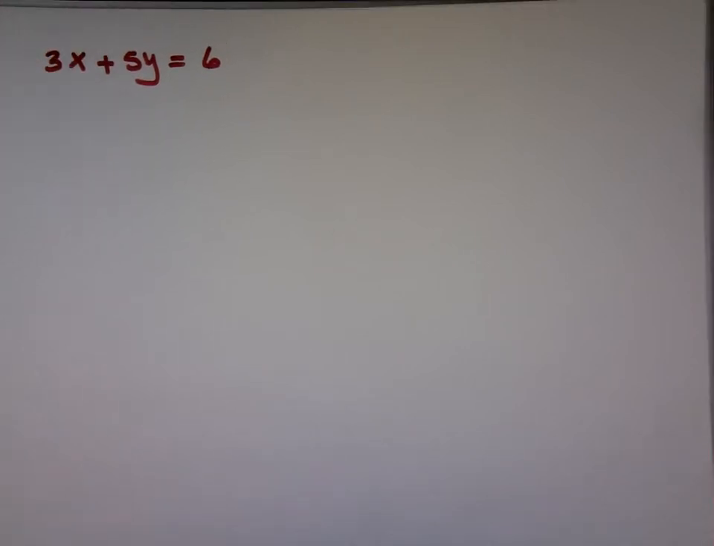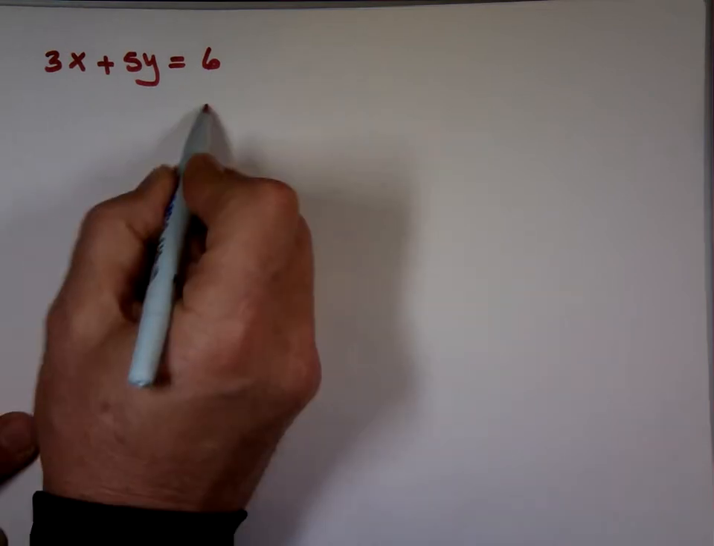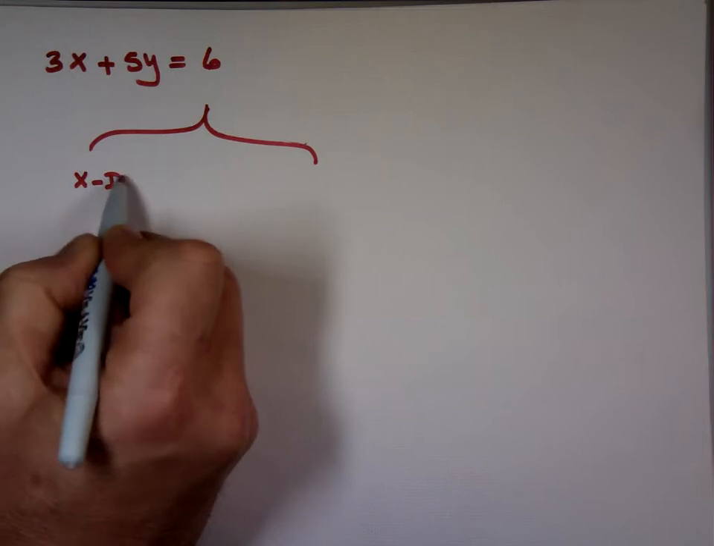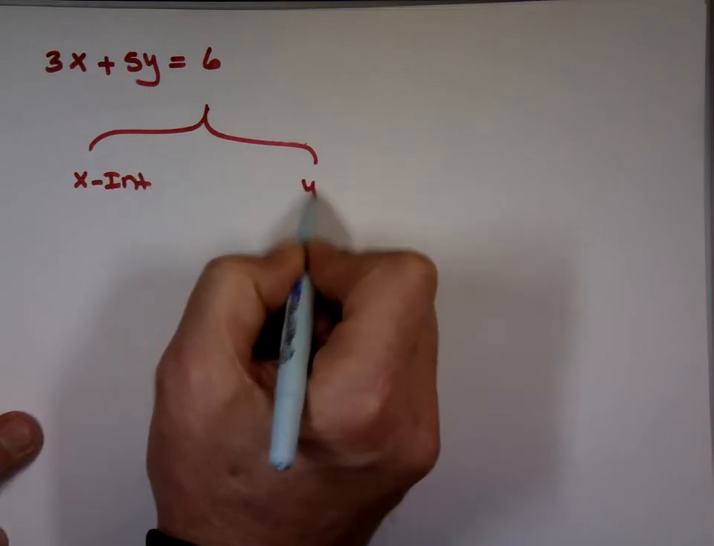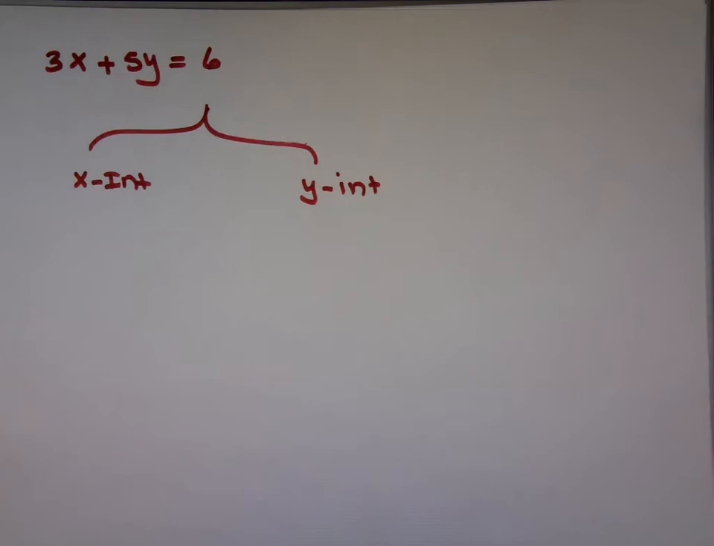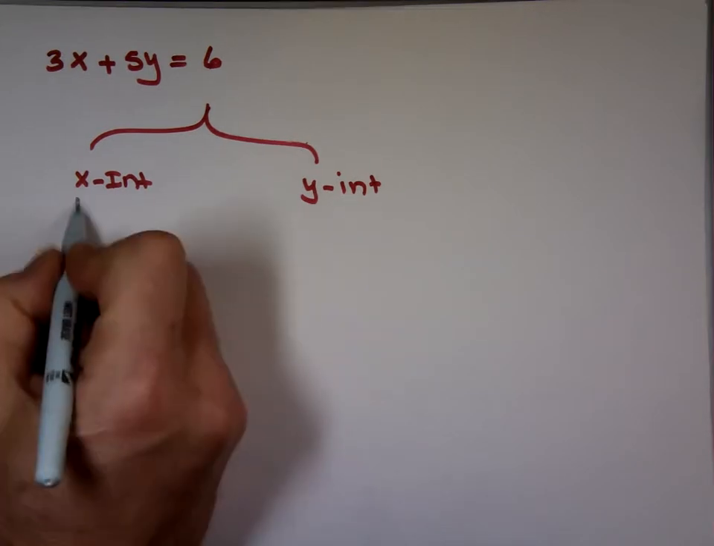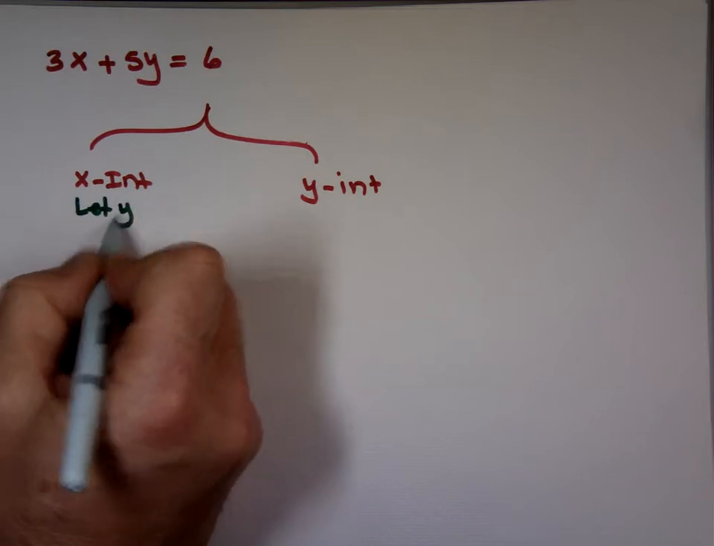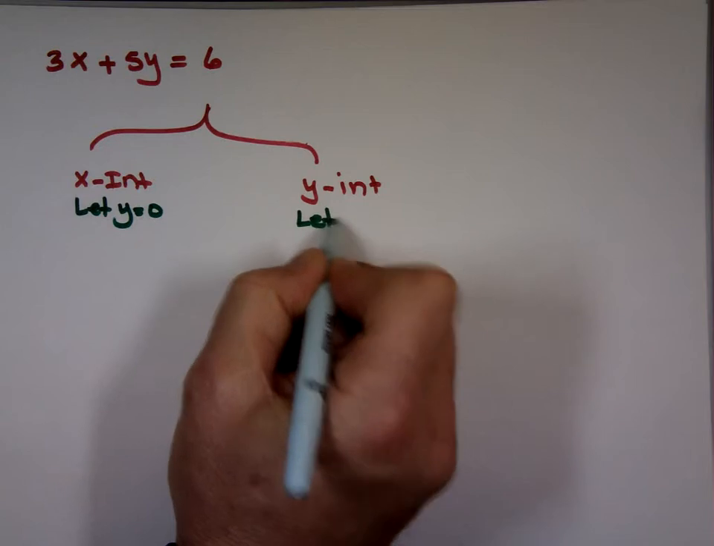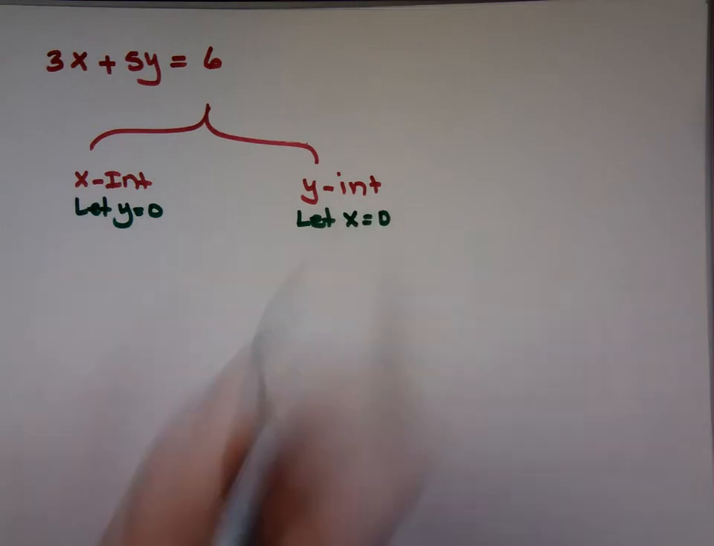One way of doing it is by doing the x-intercept and the y-intercept. If you missed the class last Wednesday, that's what we did. What was the x-intercept? You let what? Y equals 0. And what was the y-intercept? Let x equals 0. Very good.